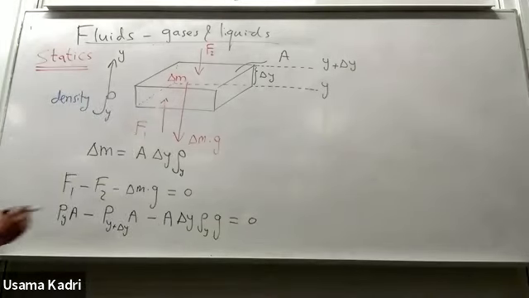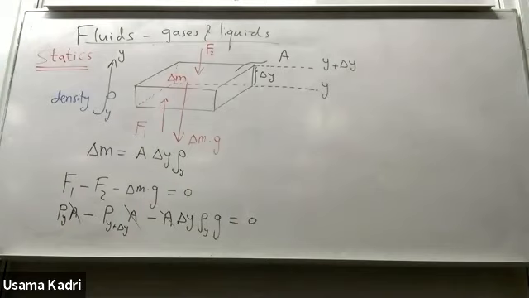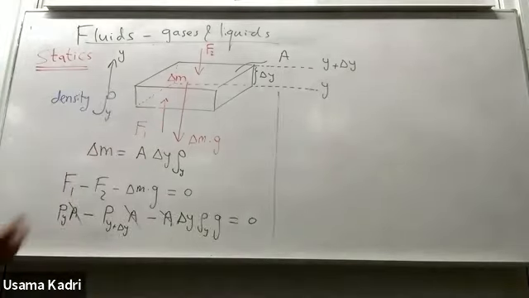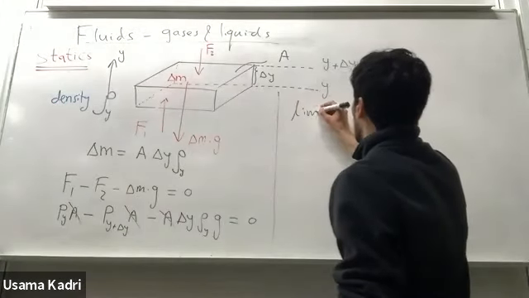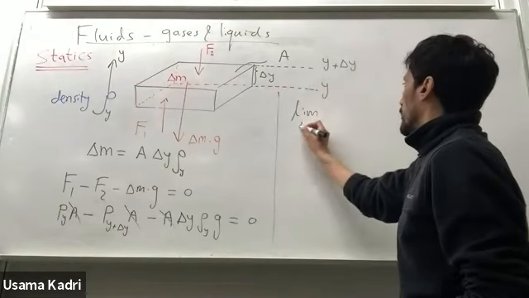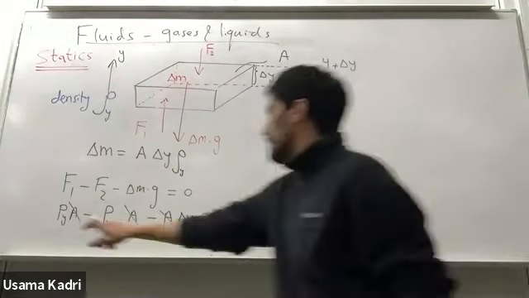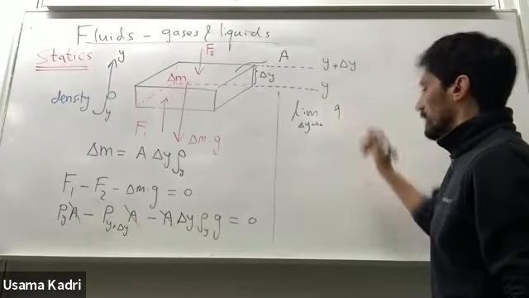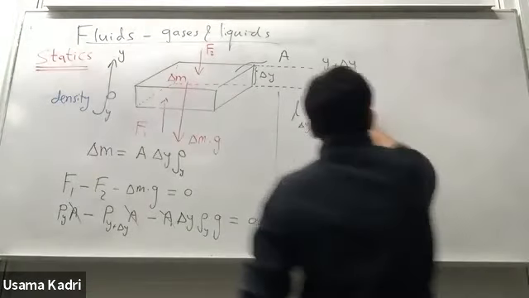First thing that you see is that the surface area is cancelled. And you see where I'm going now. I'm going to take the limit where delta y goes to 0. I'm going to keep this divided by delta y.